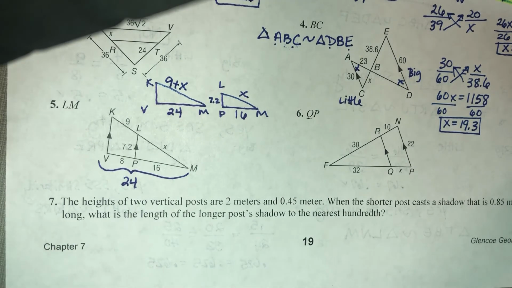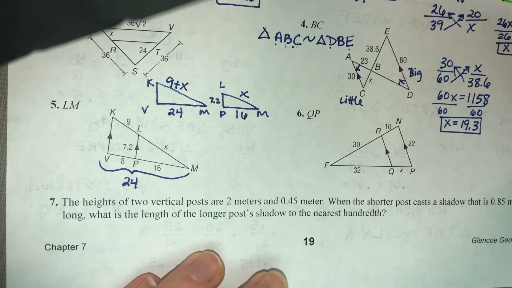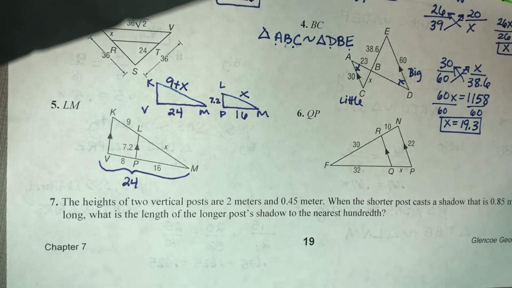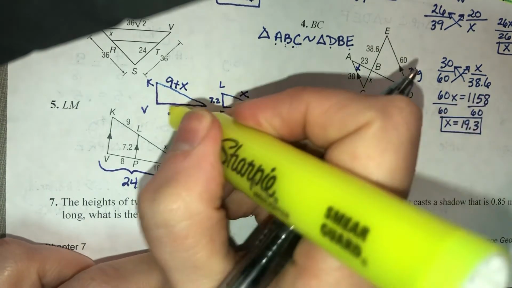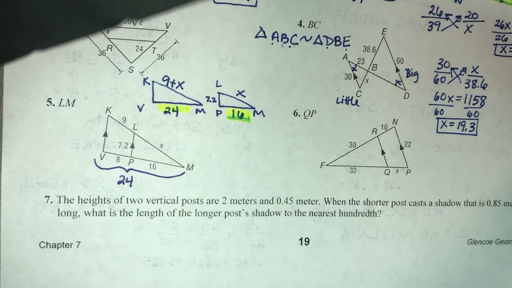Okay, so we're gonna have to go look for the big sides that have numbers on both. So that's 16 and 24.